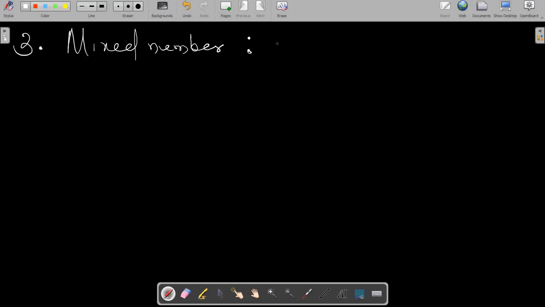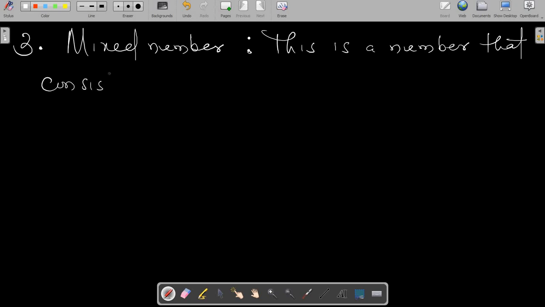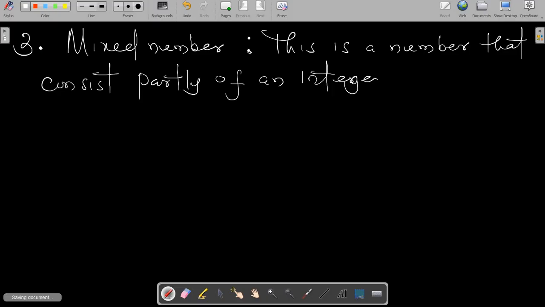So let's go. I will say this is a number that consists partly of an integer and partly of a fraction.